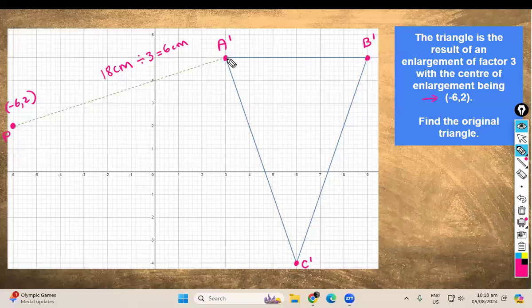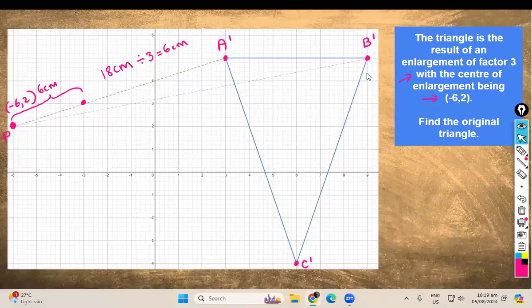Not the origin, guys. You measure it from the center of enlargement. Remember, the enlargement is starting from point P. So you're going to measure 6 centimeters from point P, right? From point P, not from A prime. Well, when you divide by 3, the measurement starts from where the enlargement is originating. So let's make sure we get it correct now.